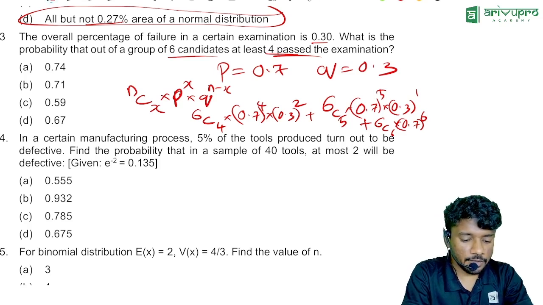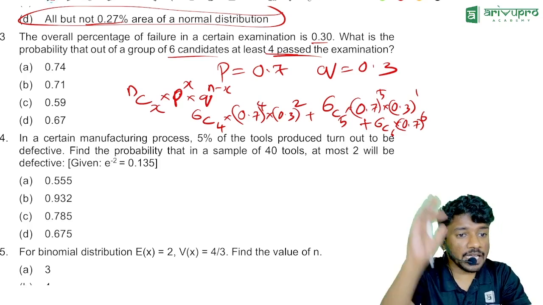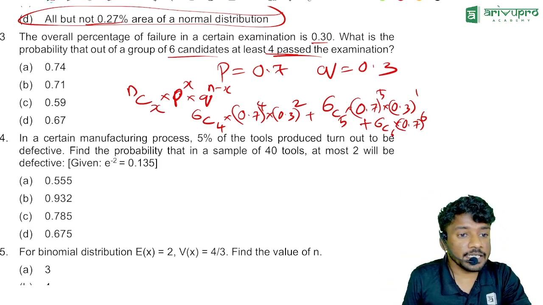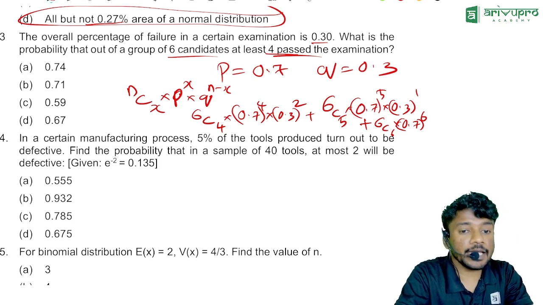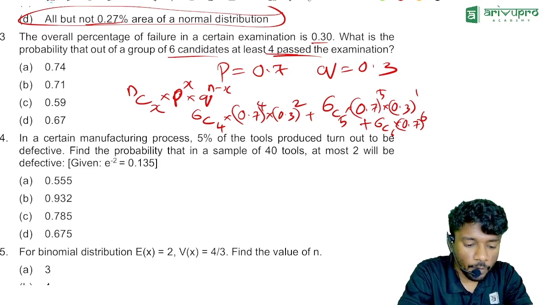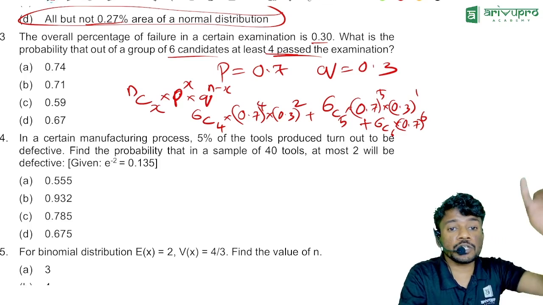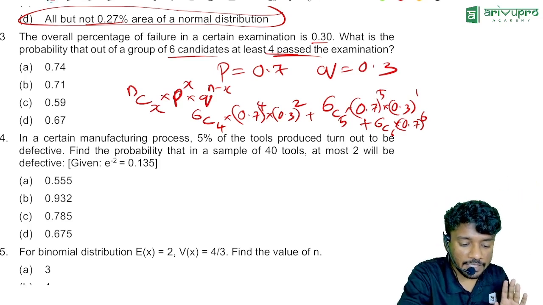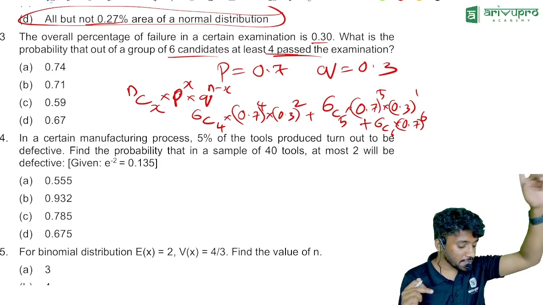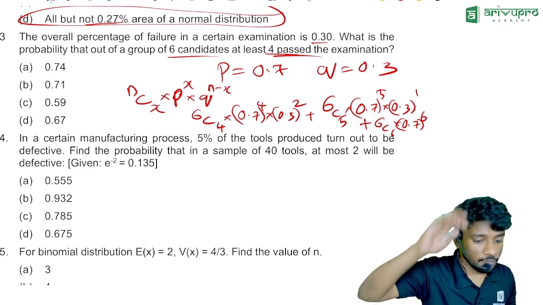So how will you do it? First point, whichever is the highest one, 0.7 is having the highest power, right? So take calculator, clear the memory, type whatever I am doing, just do it. 0.7 into equal to how many times? 3 times. 1, 2, 3. Then multiply it with 15 because we know that 6C4 is how much? 15.